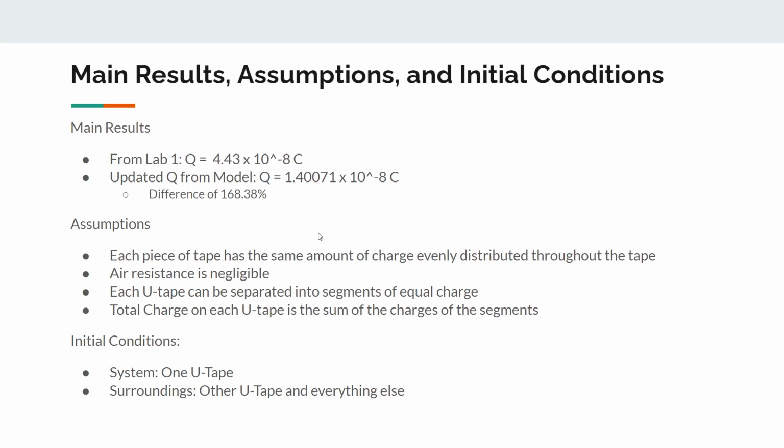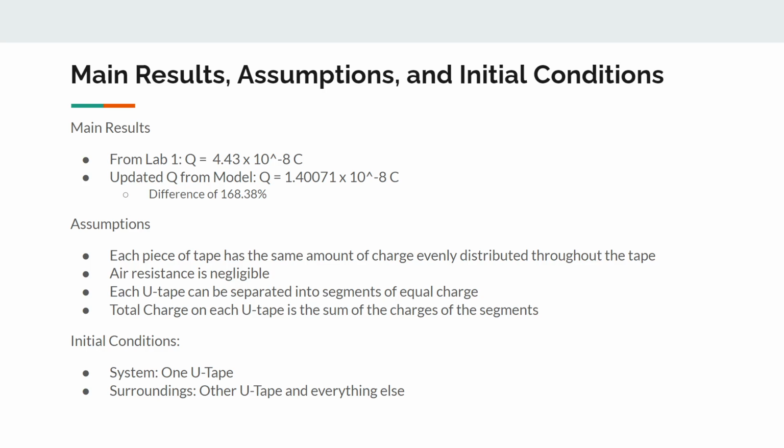The main results of this lab were that from lab 1 I got a Q value of 4.43 times 10 to the negative 8th coulombs, and for this current lab I got an updated Q value of 1.40071 times 10 to the negative 8th coulombs, and this difference was about 168.38%.